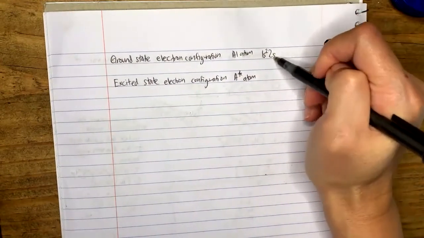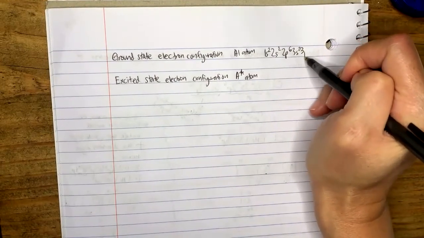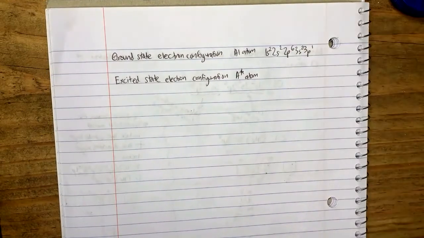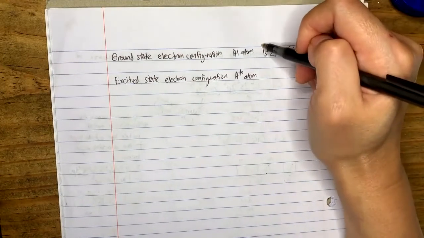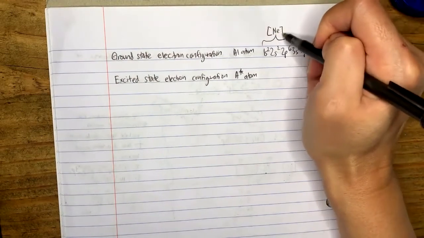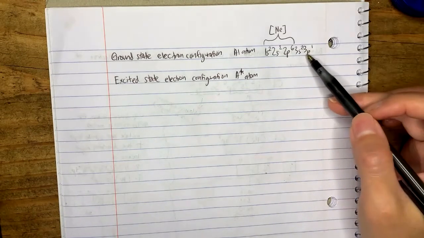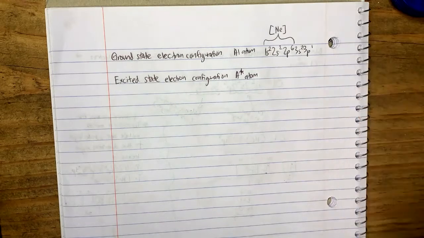1s2, 2s2, 2p6, 3s2, 3p1. Now, if I wanted to do a short form, neon will be the one before it, and you could write it as [Ne] instead if you really wanted to. Okay, so an example of an excited atom is one where one of these atoms got shot up.